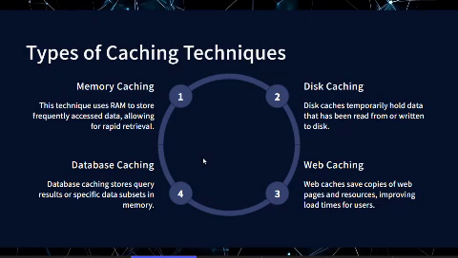Here we have memory caching. This technique is basically handled by the RAM, the random access memory, to store frequently accessed data, allowing it to be retrieved quickly. This method facilitates the access of data while reducing the workload on the main data stores. So it also enhances performance.